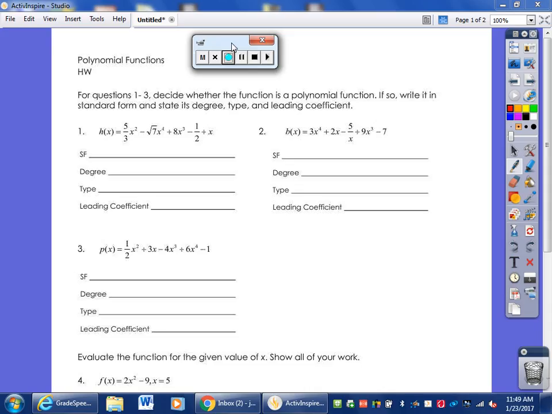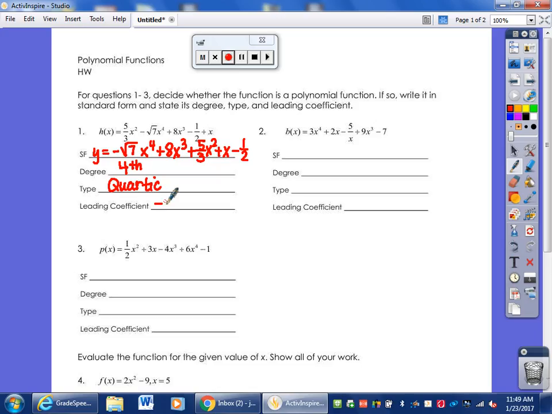We have to put it in standard form, which means we have to start out with the highest exponent, which is x to the fourth power, and then we're going to put it in decreasing order. So the next one will be 8x to the third, and then 5/3 x squared, and then x, and then our constant, minus 1/2. The degree for this would be the fourth degree, the highest exponent, and that means that this would be a quartic function, and the leading coefficient would be negative radical 7.